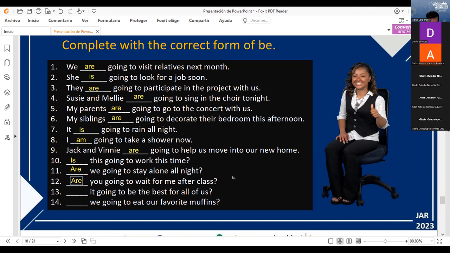Are you going to wait for me after class? Okay. The next one. Is it going to be the best for all of us? It's going to be the best for all of us. Okay. Are we going to eat our favorite muffin? Muffins. Okay. Excellent.